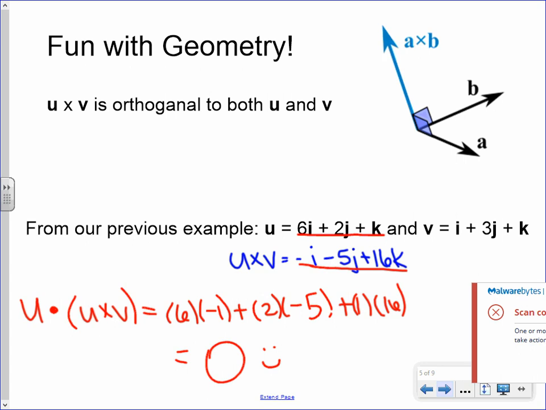Now, how can the cross product be helpful? It's got to mean something that the cross product is perpendicular, right? That has to be something. So there's actually a couple things we can do with the cross product. The first is finding the area of a parallelogram. I'm going to draw one up here right now. How do we find the area of that? Base times height.